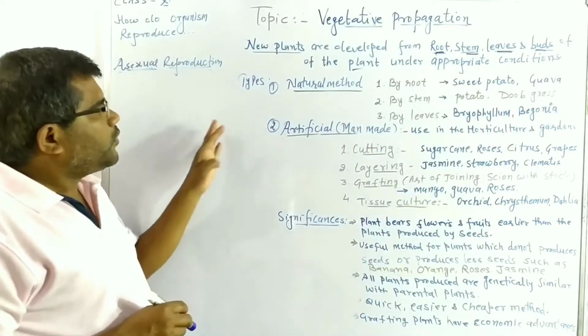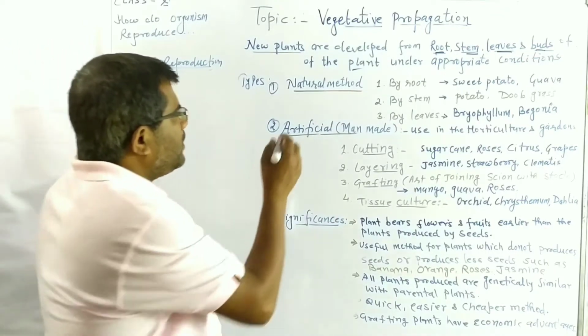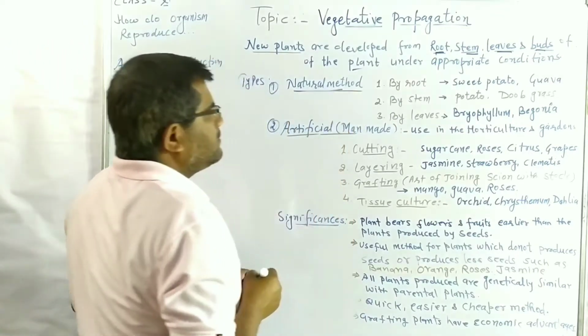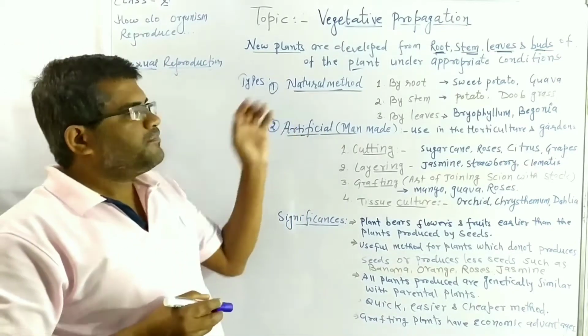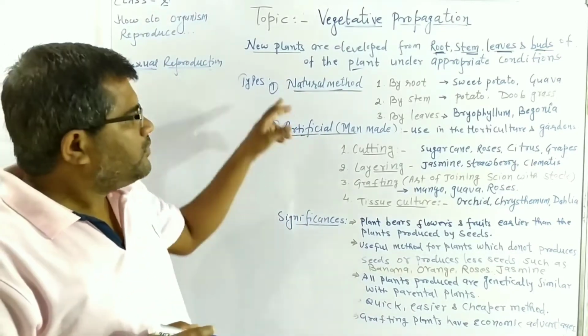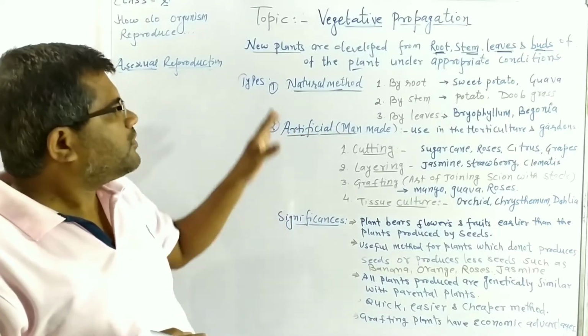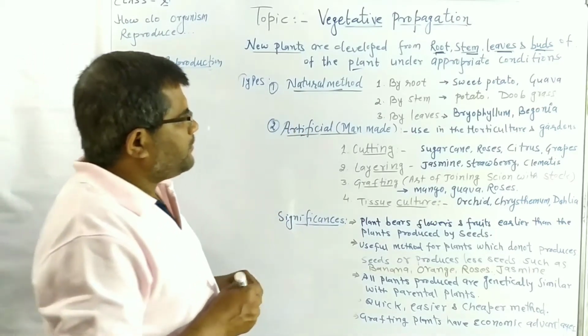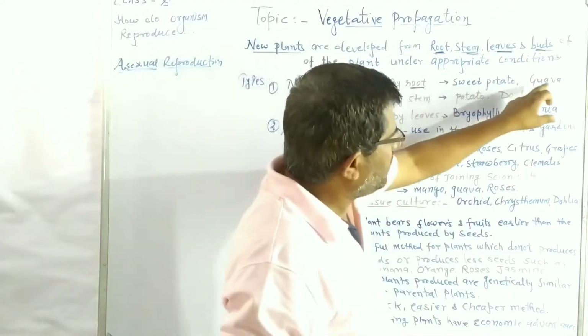Now, there are two methods of vegetative propagation: natural method and artificial method. In the natural method, there is no involvement of human beings. This method is called the natural method because it occurs naturally, for example by the roots of sweet potato and guava.